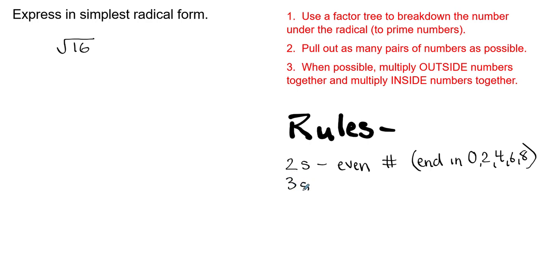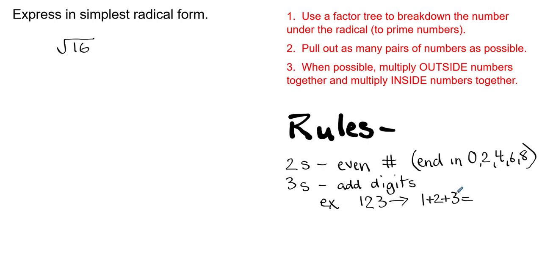Okay, so 3s is an easy one, but a lot of people forget this. In short, we're going to add the digits. I'll give you an example of what I mean by that. Everybody knows that 3 goes into 9, 12, 15, etc. But if I had a bigger number, say 123, this is what we would do: we would add the digits. So I'm going to go 1 plus 2 plus 3.